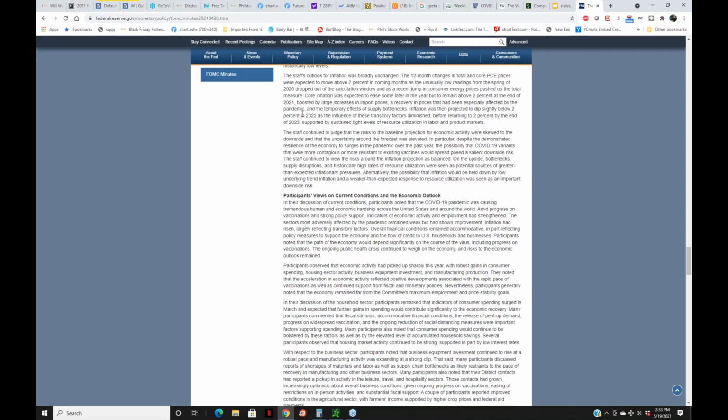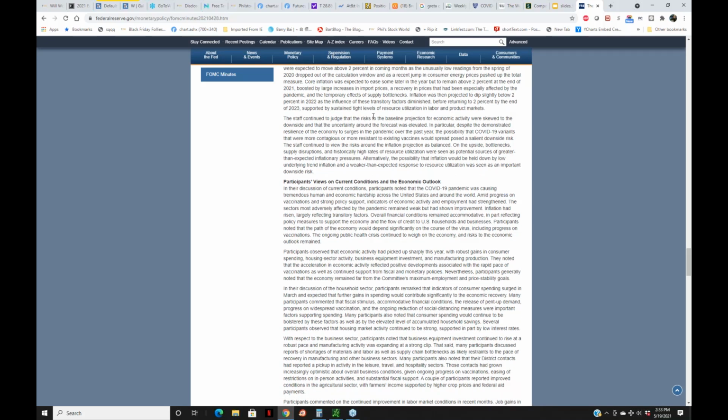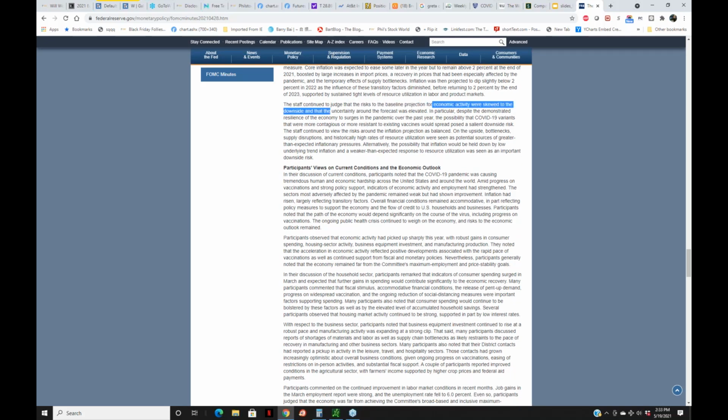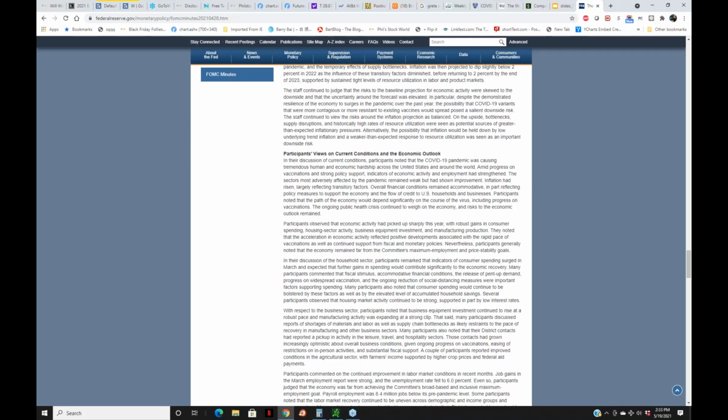Inflation was then projected to dip below 2% in 2022. That's bullshit. Staff continued to judge the risk to the baseline projection. We're skewed to the downside. That's interesting. The staff continued to judge that the risk to the baseline projection was skewed to the downside. And uncertainty was elevated. That's interesting.